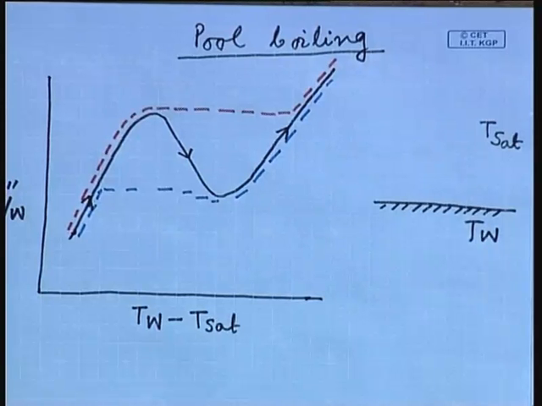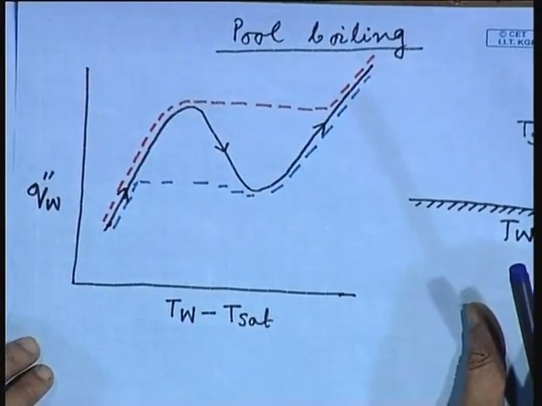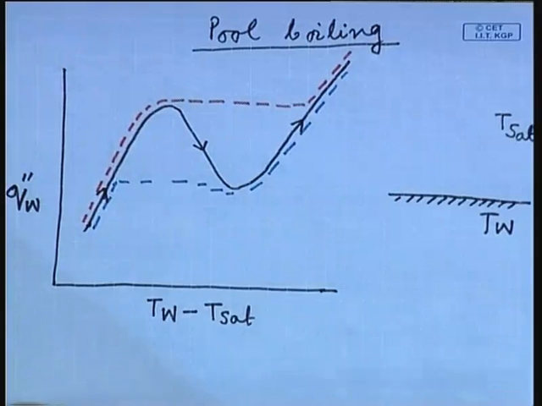So, please carefully look into this curve. The black curve shows the pool boiling curve when the temperature of the wall is independently controlled. The red curve with broken line shows the pool boiling curve when the heat flux is controlled, but heat flux is increased gradually. And the other curve, that means the blue curve with broken line, gives the pool boiling curve when heat flux is decreased from a higher value gradually to lower values.